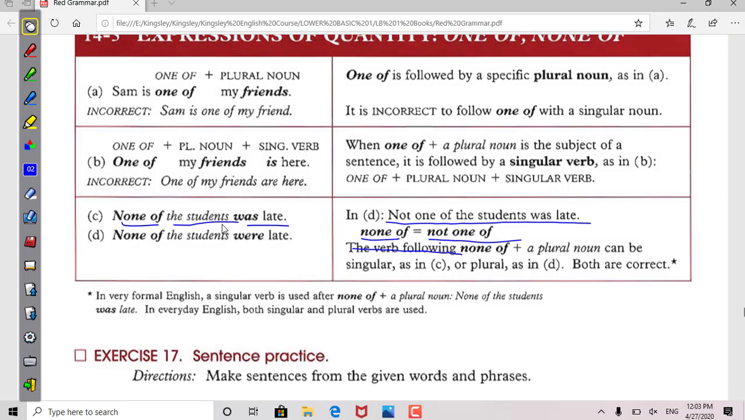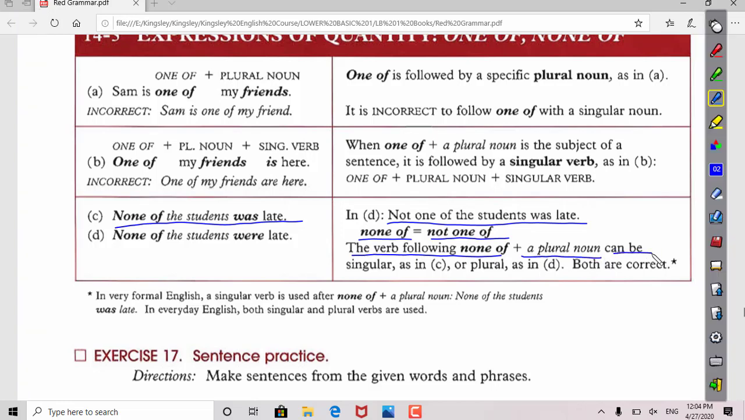Here, we will try to see this one. None of the students was late. Tidak seorang pun, tak satu pun dari siswa terlambat. So it will be not one of the students was late. Not none of. It means not one of. The verb following none of plus a plural noun can be singular, as in C, or plural, as in D.